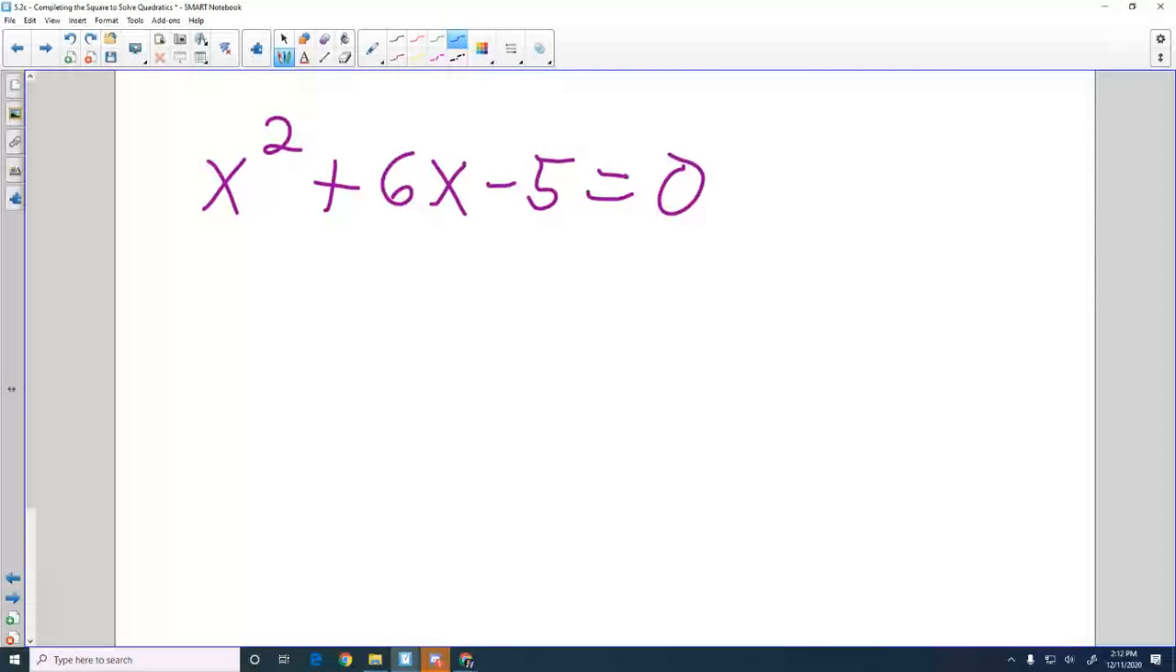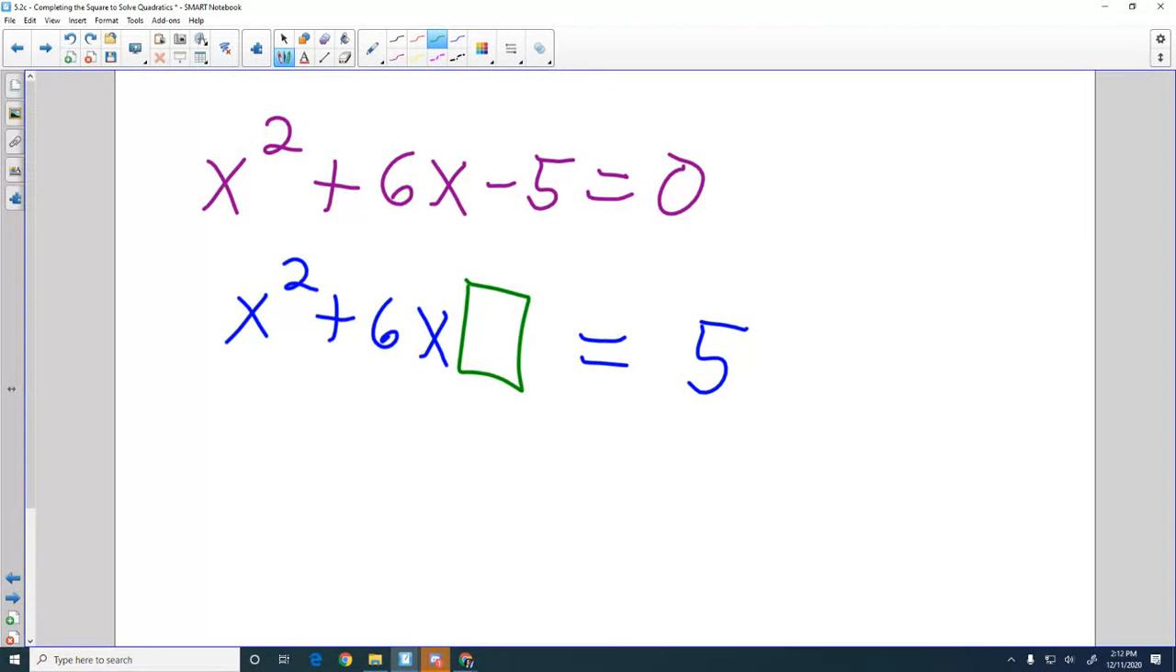and I want this to be a perfect square trinomial, we would get the constant over to the right, so x squared plus 6x equals 5. But now, actually, let me move this over. I want to add a brand new number here, this magic number, to make this a perfect square trinomial. To do that, we take half of 6 and square it, which is 9. So I want to add 9 here, right? That's the whole completing the square process.